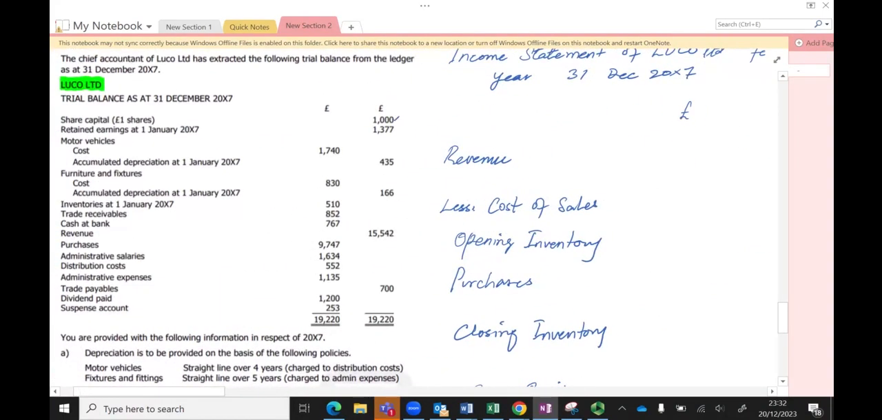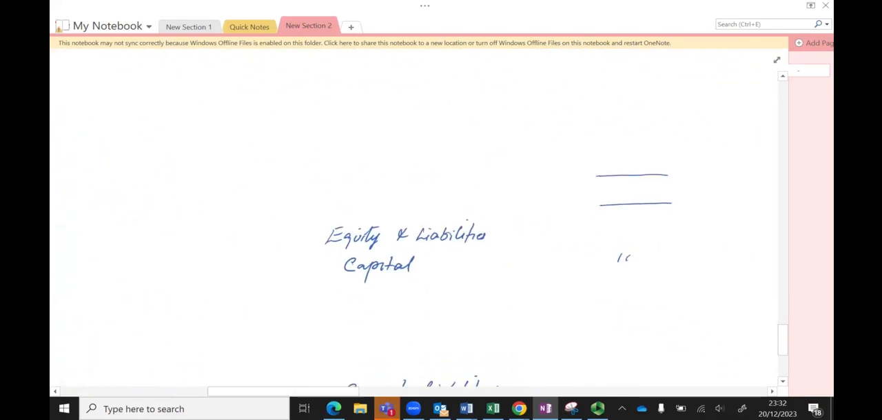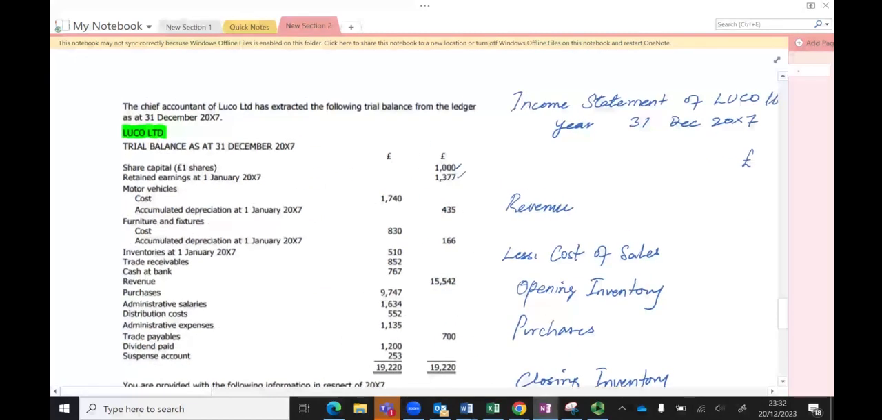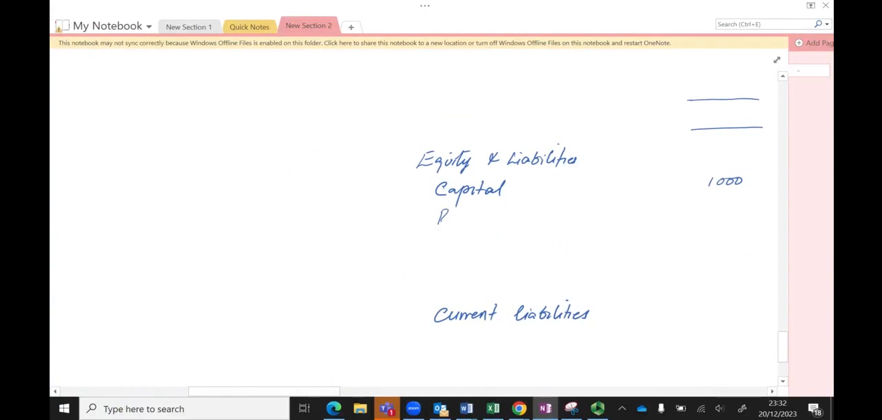Starting from capital 1000, so let's record it. Next is retained earnings 1377. I'm going to open a bracket and I'll write 1377 because there will be profit for the year, and if there is any dividend payment out of this, that needs to be subtracted.